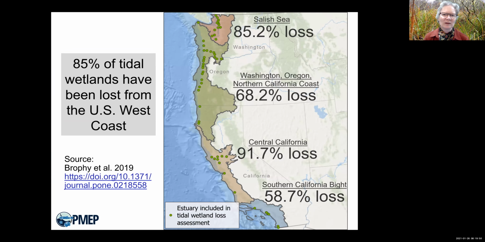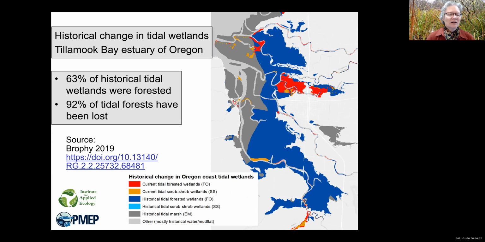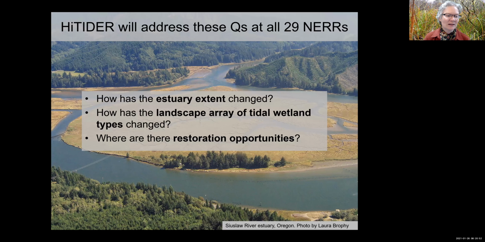And we've actually answered this question for the coast of Oregon in a recent study. And this map shows an example of the results for one estuary, Tillamook Bay. And here you can see the bay emptying out to the Pacific Ocean. And I'm going to zoom into the southern part of the estuary, where you can see our findings more clearly. What we found was really eye-opening. Over half of our historical tidal wetlands were forested, not tidal marsh, and 92% of those tidal forests have been lost. So these are huge changes and very important to our understanding and management of the estuary.